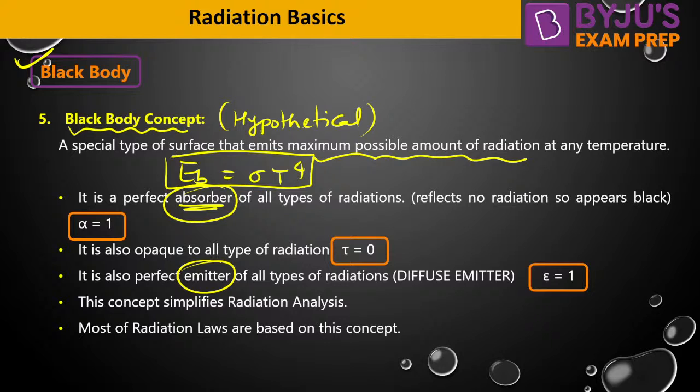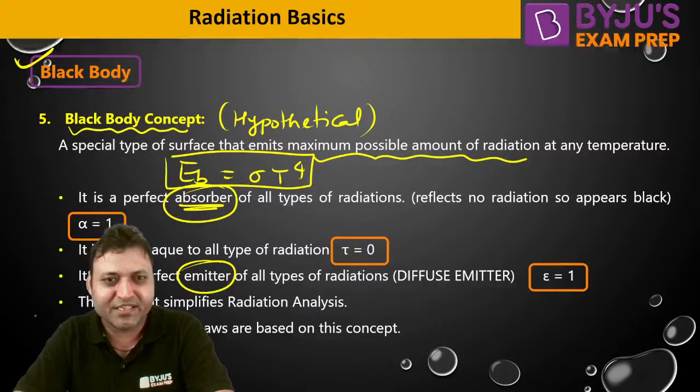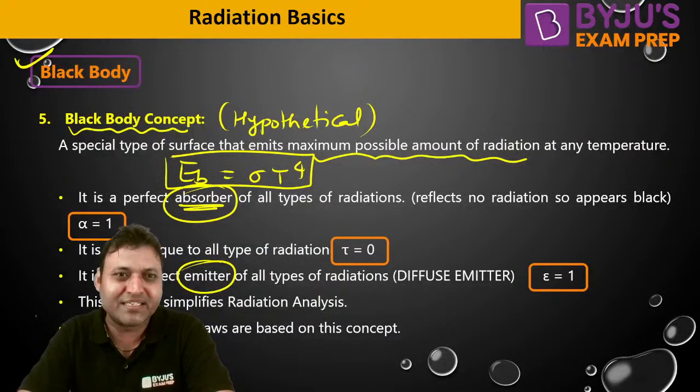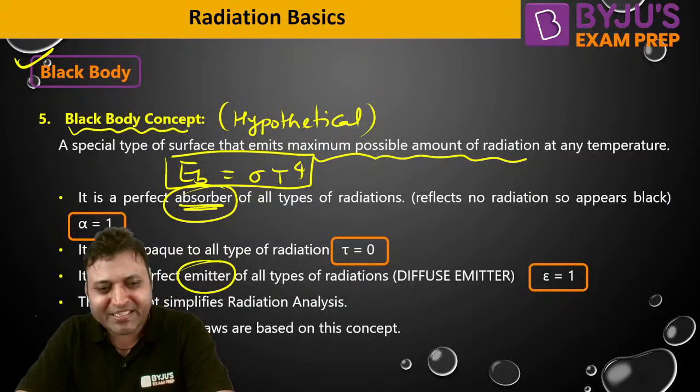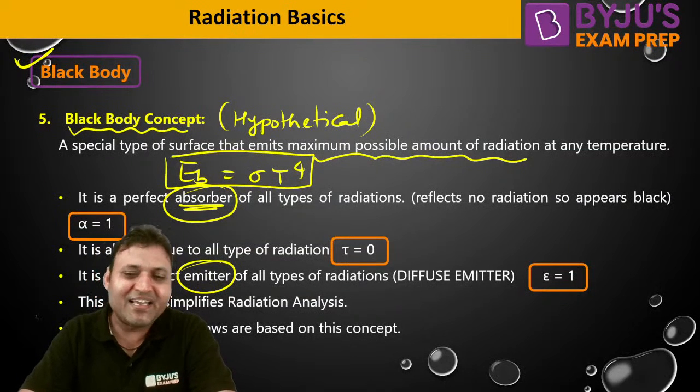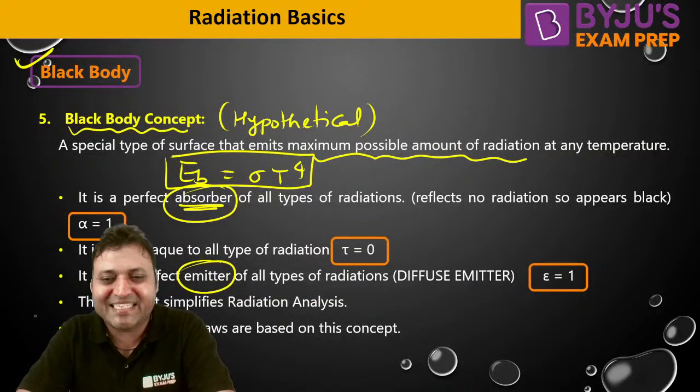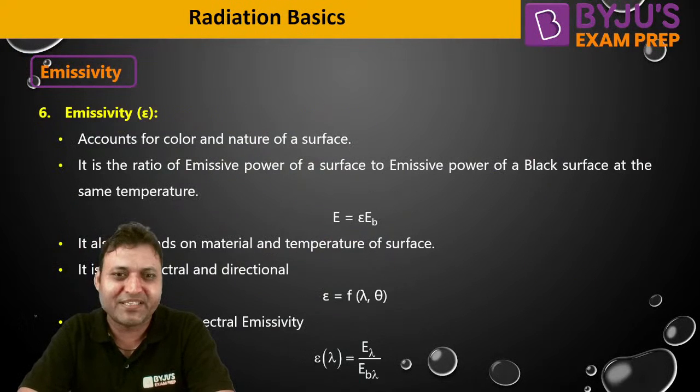So if it is a hypothetical concept, why do we define the black body? Because it simplifies our analysis of radiation. It gives us the reference to compare the radiation for all the real surfaces. And most of the radiation laws are based on this black body concept only. The radiation emitted by the black body is maximum, which is why it is taken as the reference for comparing the radiation of all the other surfaces.